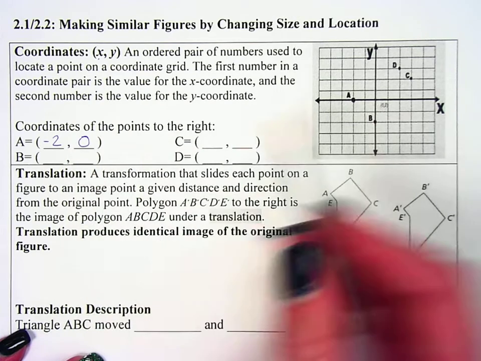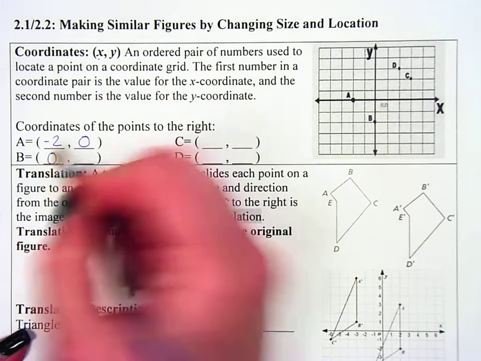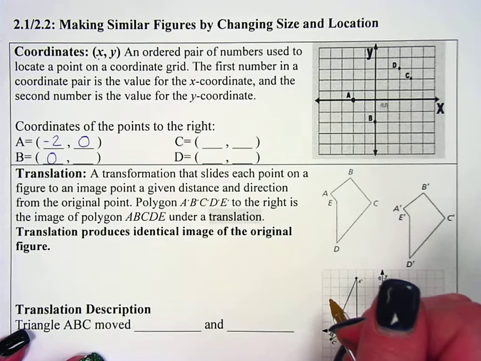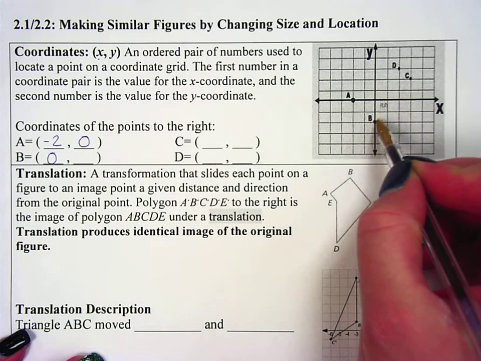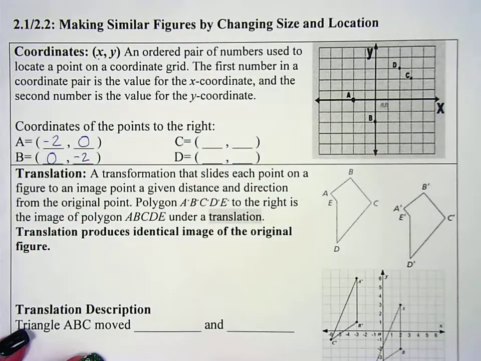B is the opposite. So in B, I did not go left to right at all, so in that one, my x is 0. I did not move in the horizontal direction, but I did go down 2 in my y direction. So that ordered pair is 0, -2.